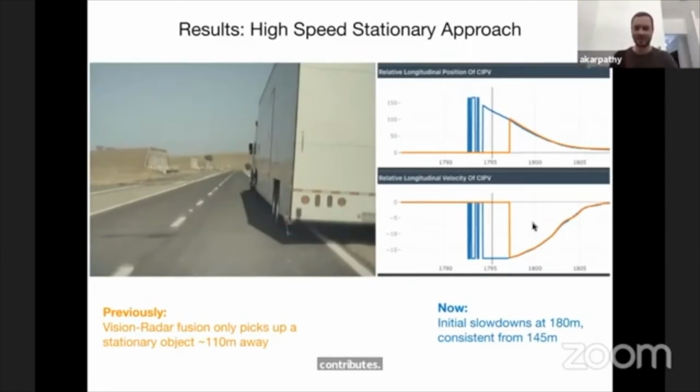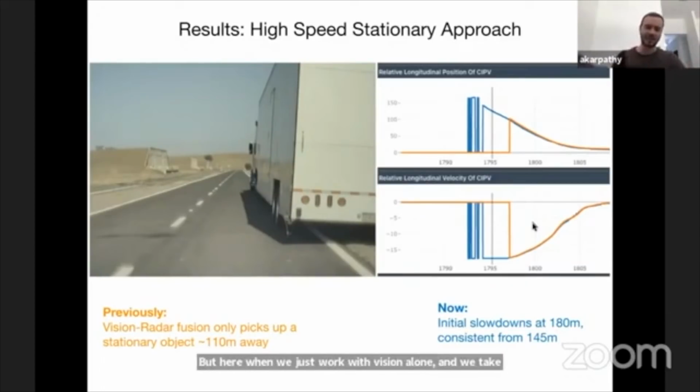And so again, you could fix all that, even though it's a very gross system with a lot of if statements and so on, because the sensor fusion is complicated, because the error modes for vision and radar are quite different. But here, when we just work with vision alone and we take out the radar, vision recognizes this object very early, gives the correct depth and velocity, and there's no issues. So we actually get an initial slowdown much earlier. And we've really simplified the stack a lot as well.